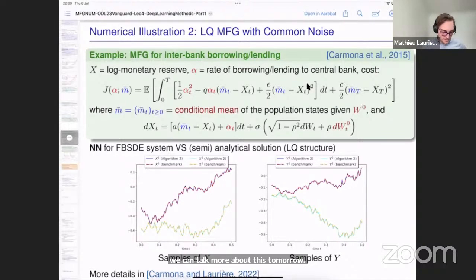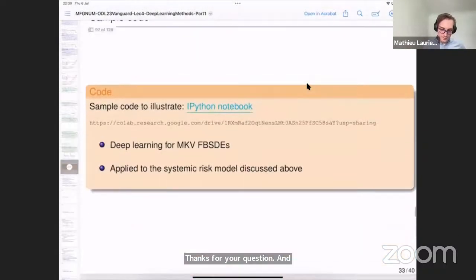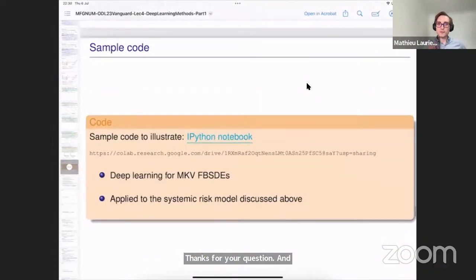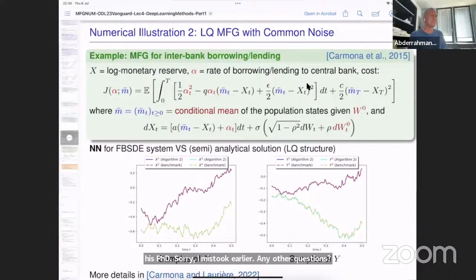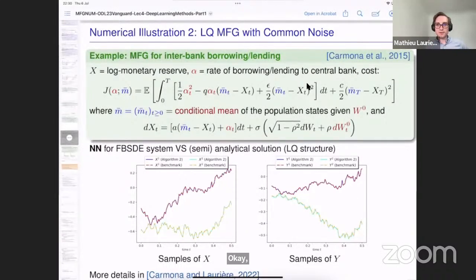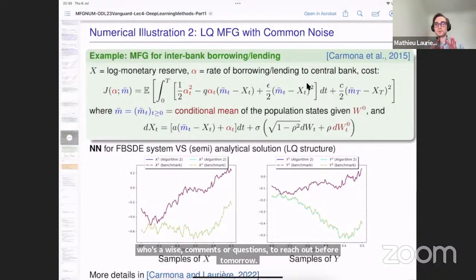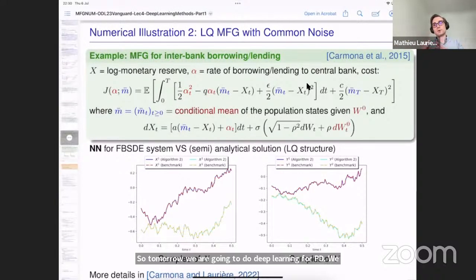And I realized that earlier, for this code, I also had the help of Yuchen, and Yuchen is going to go to Georgia Tech for his PhD. Sorry, I mistook earlier. Any other questions? Okay. Otherwise, comments or questions, feel free to reach out before tomorrow. So tomorrow we are going to do deep learning for PDEs. We are going to finish this slide deck, then deep learning for PDEs.